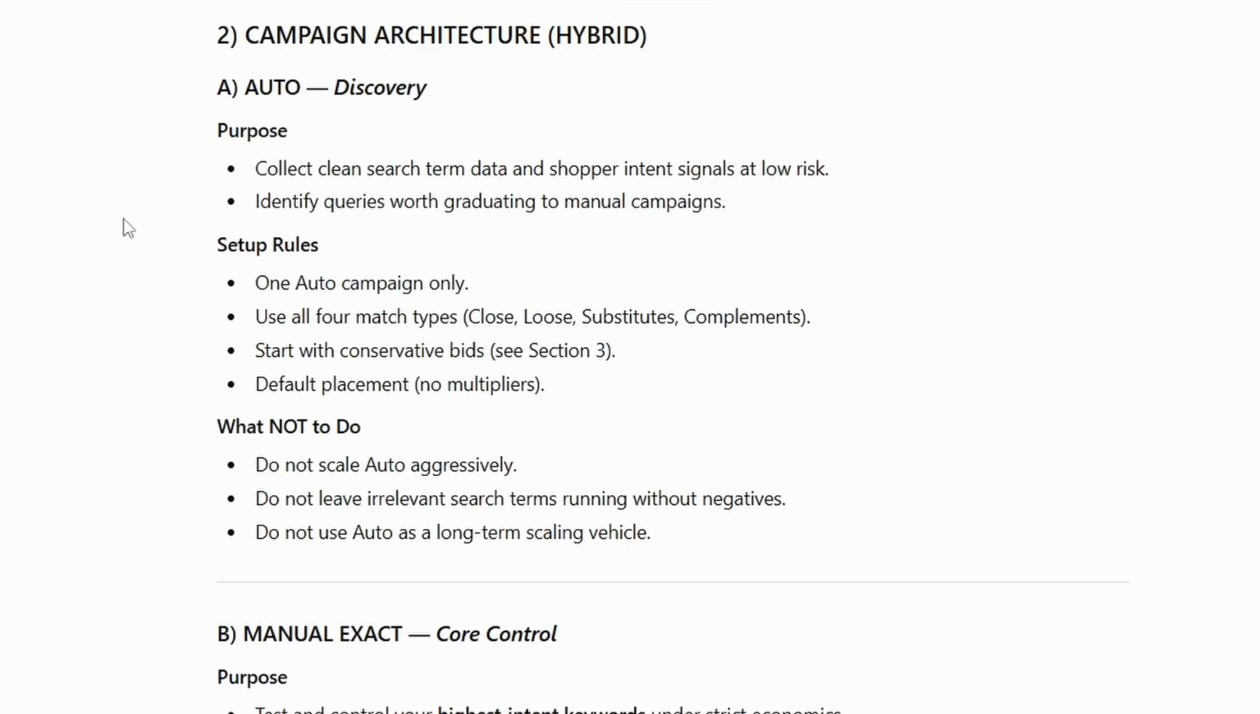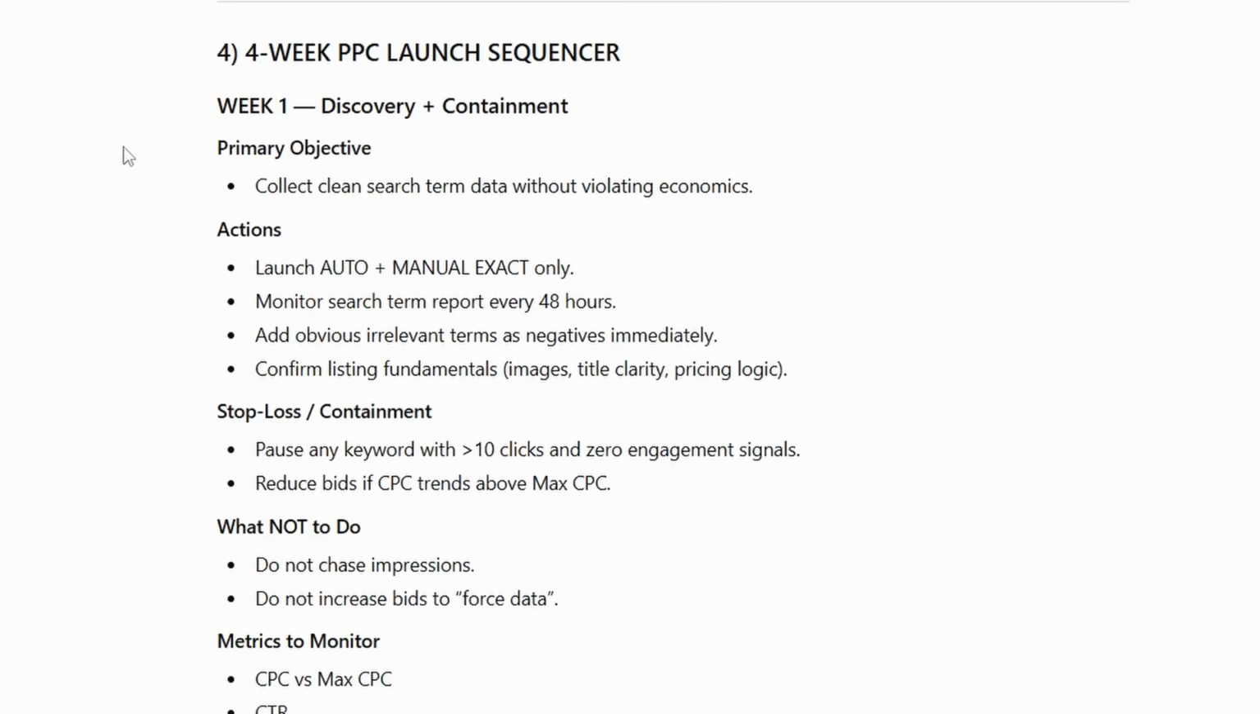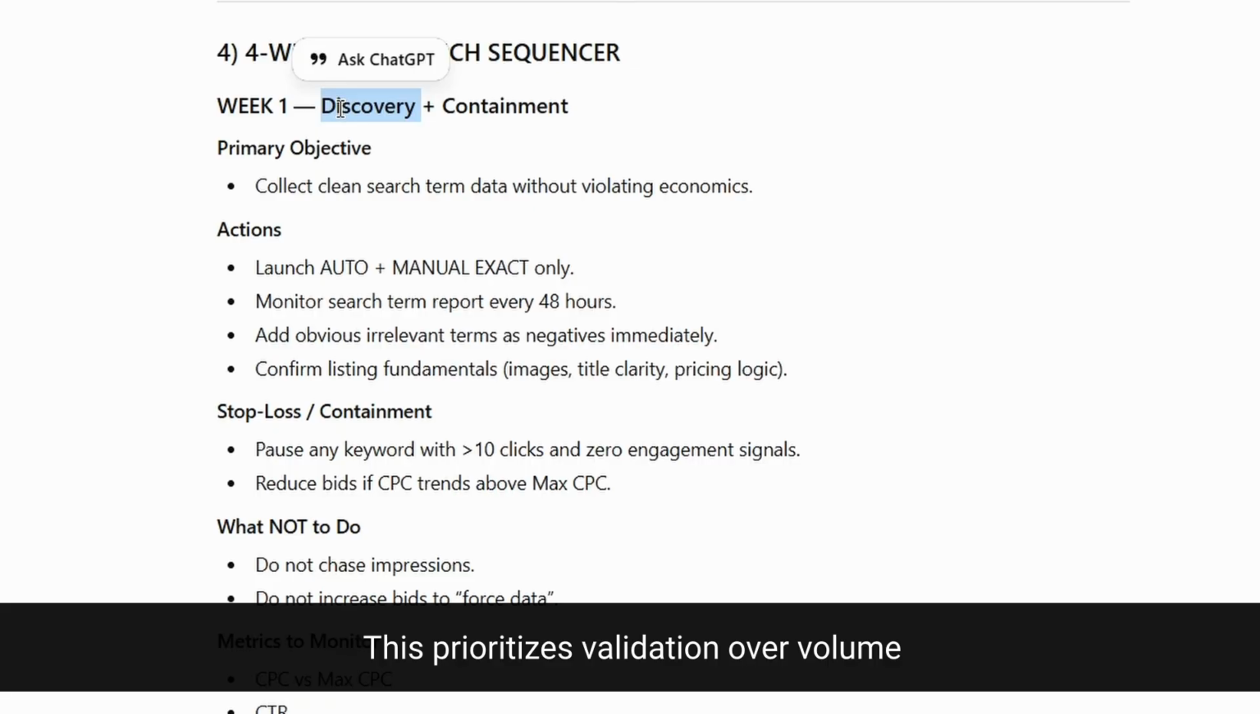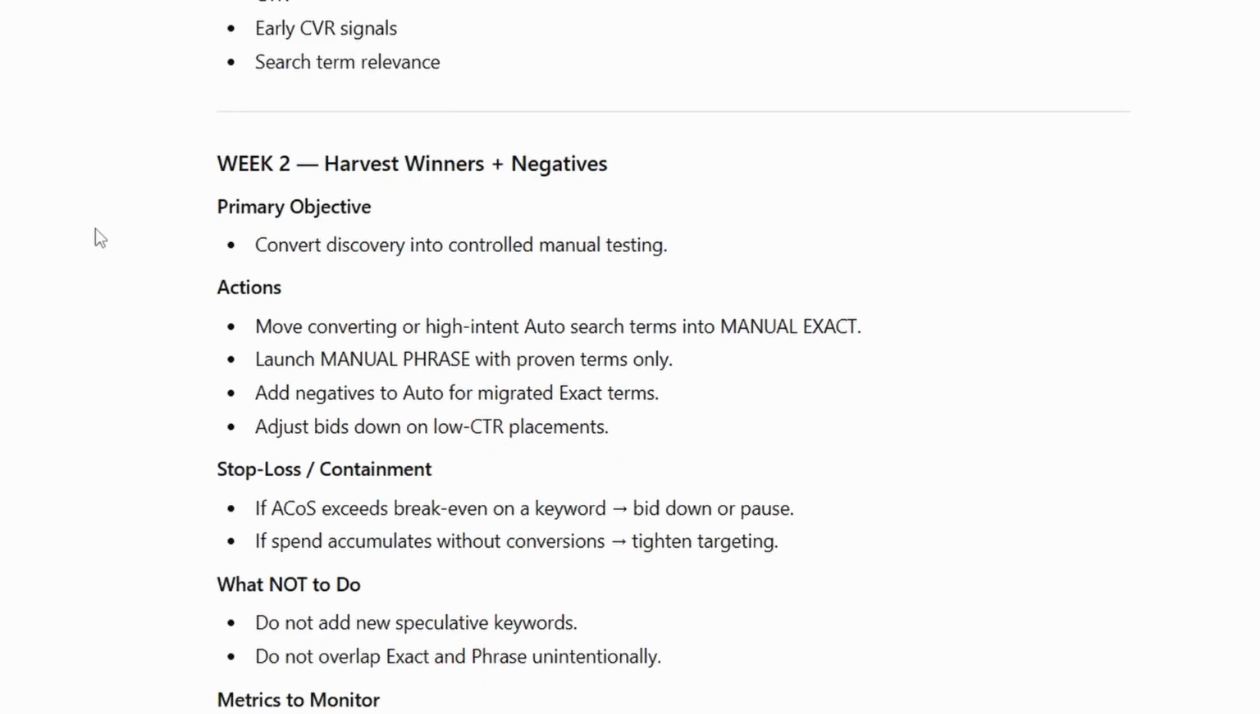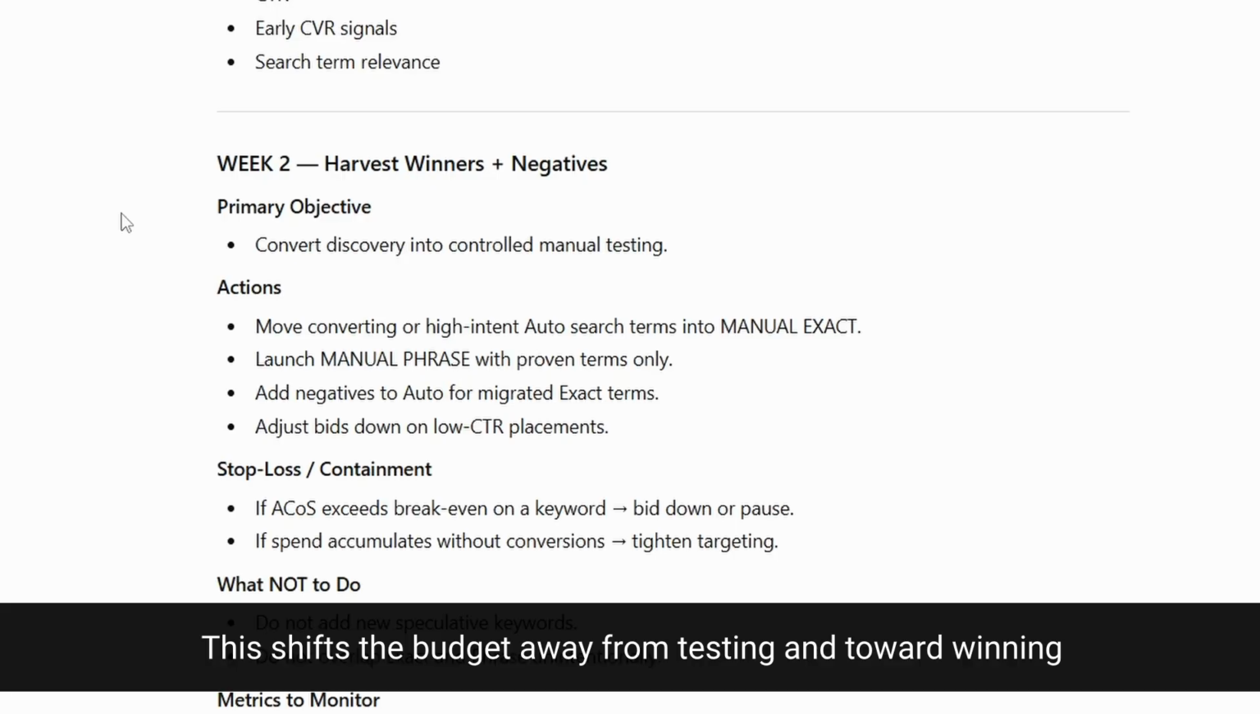This structure is designed to minimize risks. So let's check week 1. The strategy here is discovery. It sets up an auto campaign to find keywords, but it sets the bid below the max CPC. So this prioritizes validation over volume. Then we move to week 2, and this is a harvest phase. The plan identifies keywords that actually generate sales, and it moves them into a manual exact campaign. So this shifts the budget away from testing and toward winning.